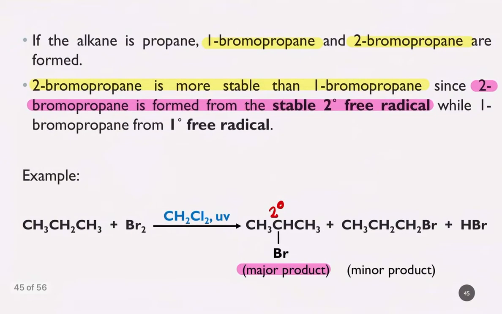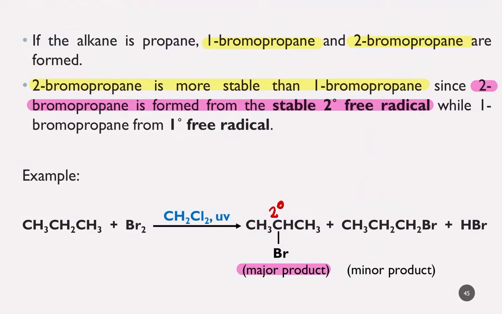Okay, ini. So, if the alkane is propane, maksudnya propane macam ni kan. 1-bromopropane and 2-bromopropane are formed. So, maksudnya you can get a major and minor product. So, why do we form these two kinds of haloalkane? Kenapa bukan satu je?